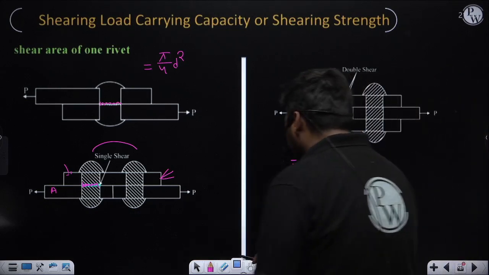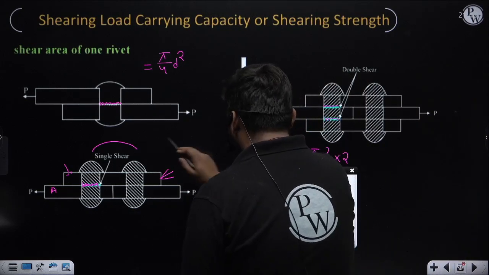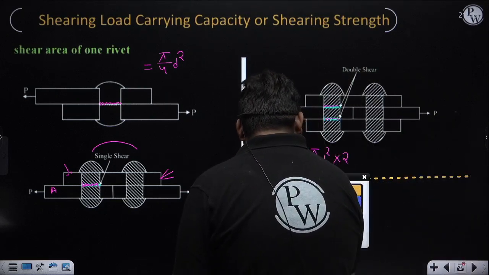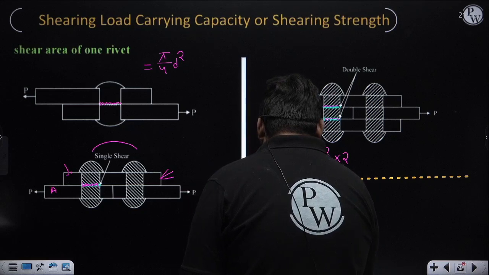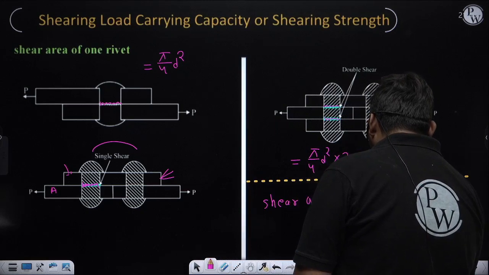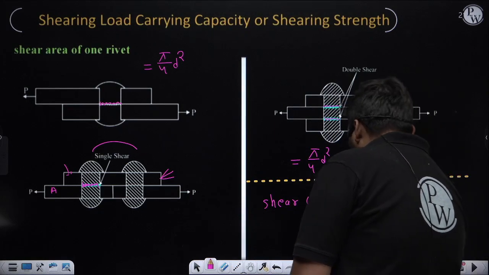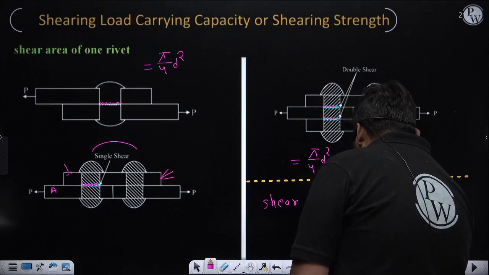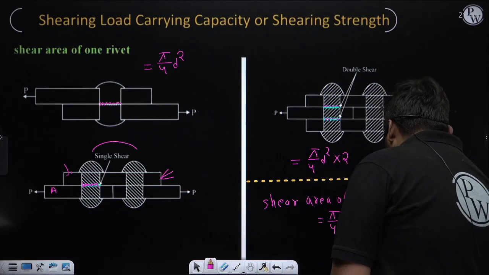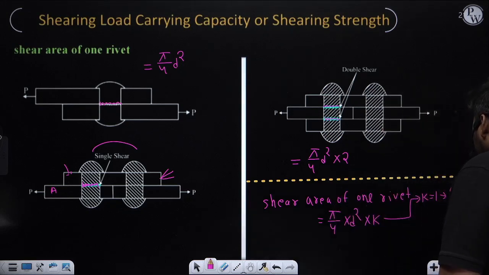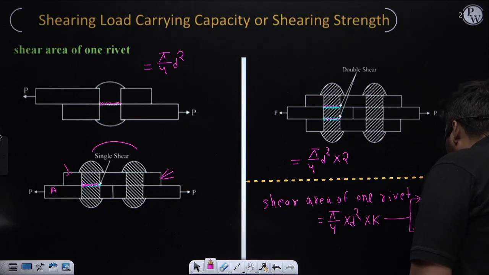If I summarize both of these discussions, can I say the shear area of one rivet will be equal to pi by 4 d square into k, where k is equal to 1 for single shear and k is equal to 2 for double shear.